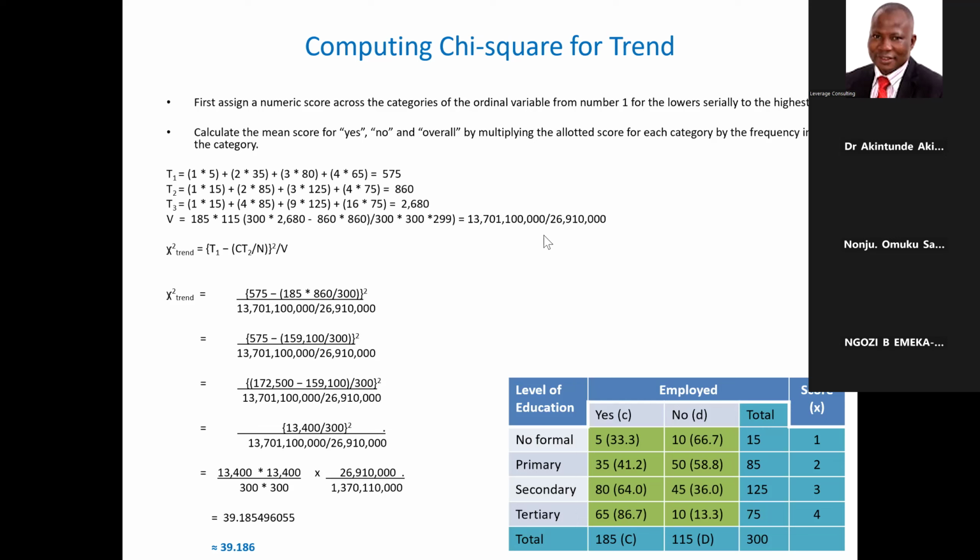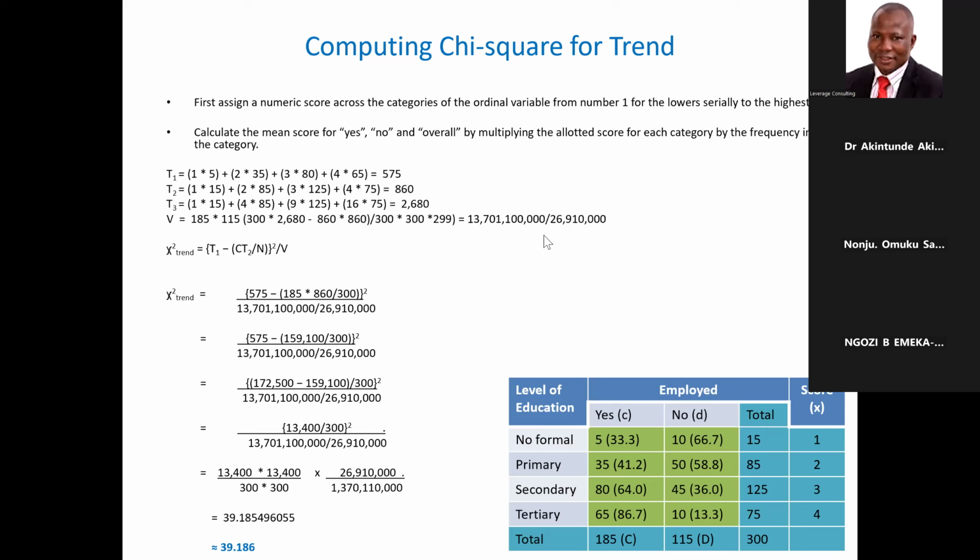It has to be at least 3 before you can say there is a trend. You must have 3 classes at least. Whether it's 3 level or 4 or 5 or 6, any level, the degree of freedom is 1. The degree of freedom for chi-square for trend is always 1.